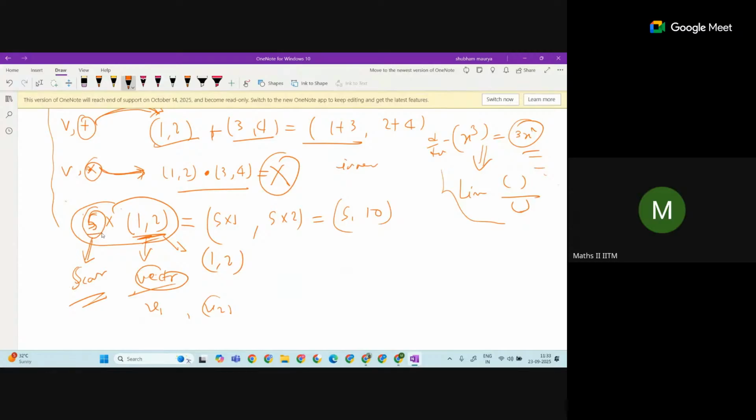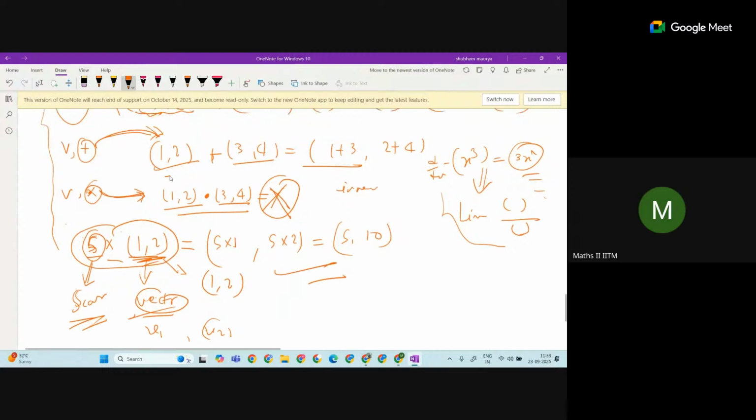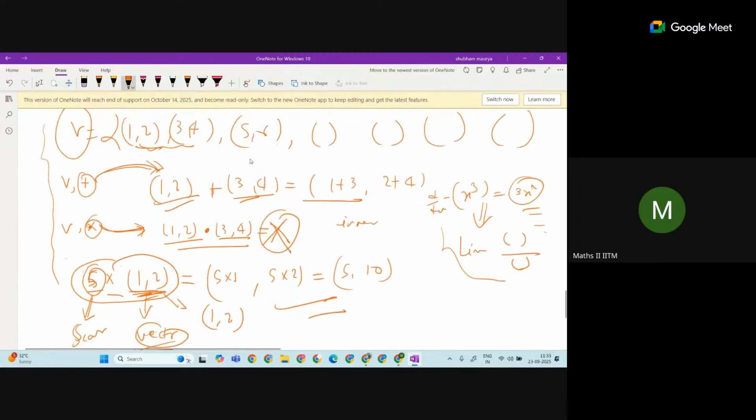So you can multiply a real number with this representation, meaning a scalar multiplying a vector. Multiplication is only defined between a scalar and a vector, not between two vectors. That is not defined. Similarly, I can add two vectors. That's all.